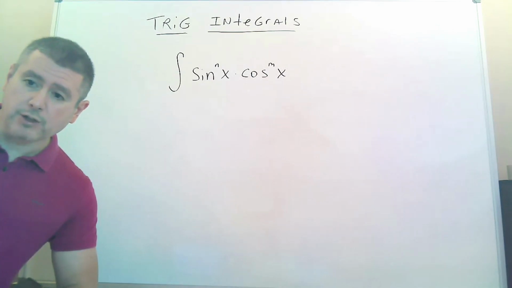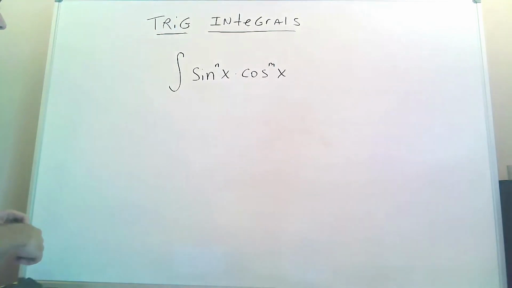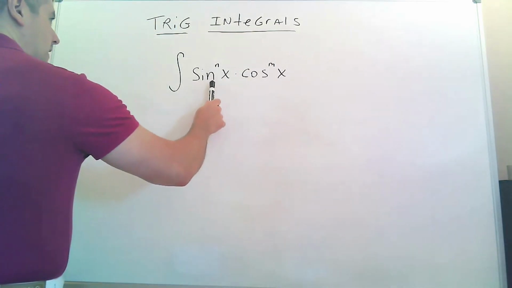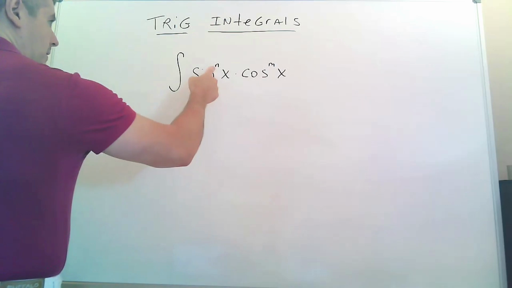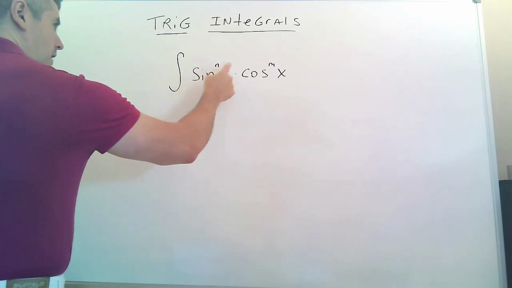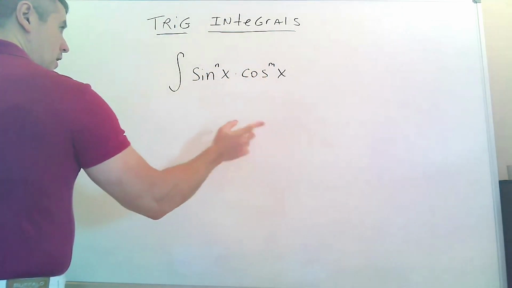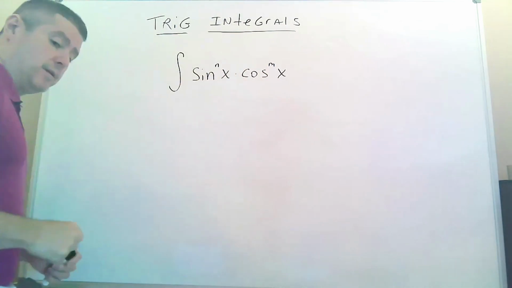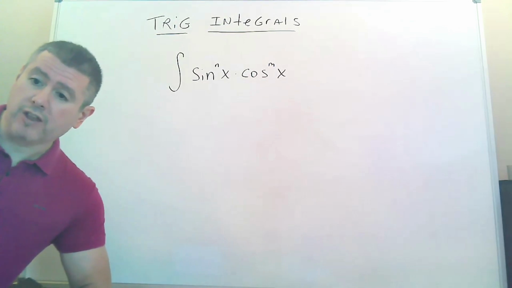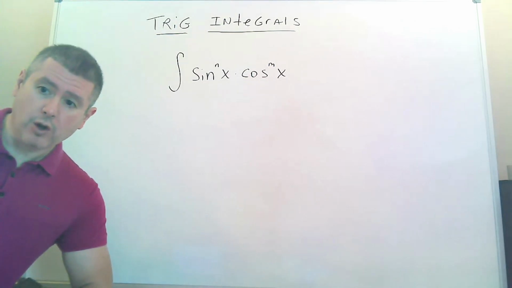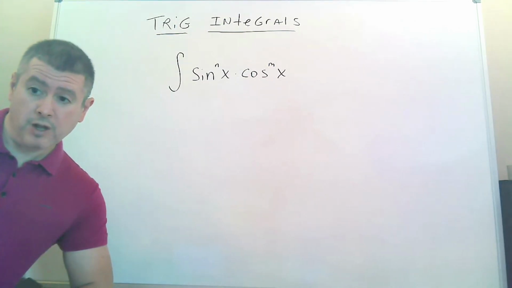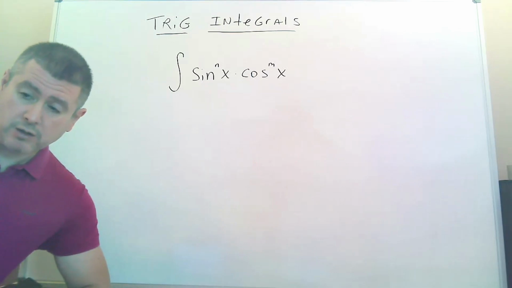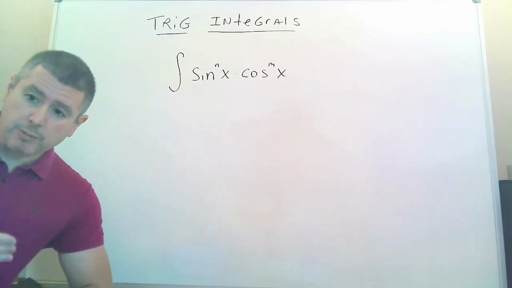Now, there's a bunch of rules I'll go over quickly and then I'll write them. Basically, there's only a couple of things that could happen. One of the powers could be odd, one of the powers could be even. You can have them both be odd, or both be even. Those are the only things that can happen. So depending on the situation, you're going to split them up differently.